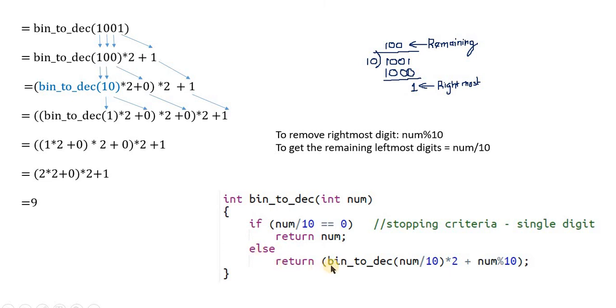For all the other times, each time I am calling binary to decimal with the value num divided by 10, with the leftmost digits. So 1001 divided by 10 gives me 100. So I am calling binary to decimal of 100 into 2 plus the rightmost digit. So binary to decimal of num divided by 10, to get me the remaining leftmost digits, into 2 plus the rightmost digit. So this goes on continuing until I get a single digit number, therefore giving me the final value of the binary to decimal conversion.